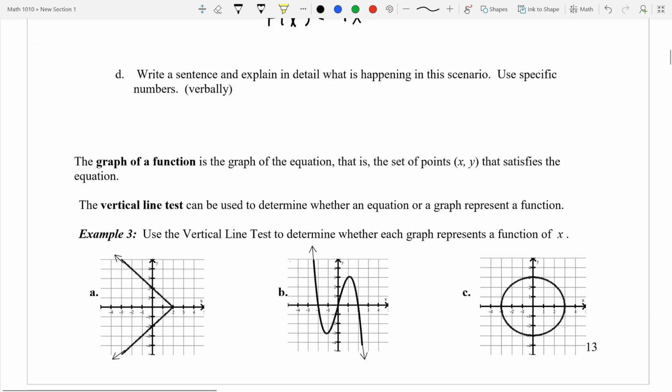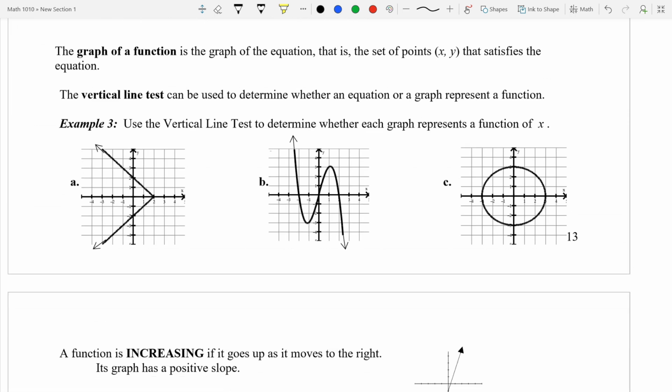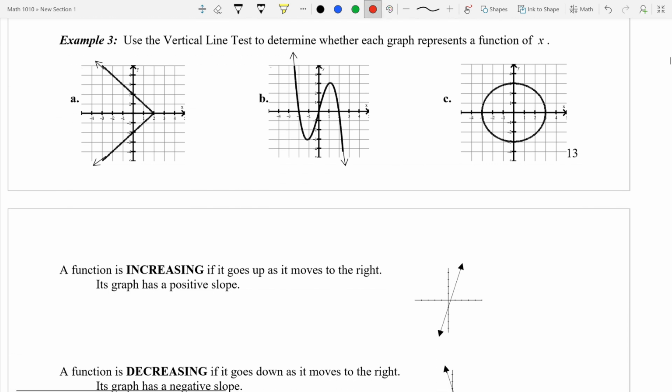Okay, here we go. Now we're going to talk about functions again. When we had ordered pairs, you determined it's a function if the x's don't repeat, but now we have graphs. So you do the vertical line test to see if it's a function. Everybody grab your pencil, and on 3A, I want you to draw a line right there.